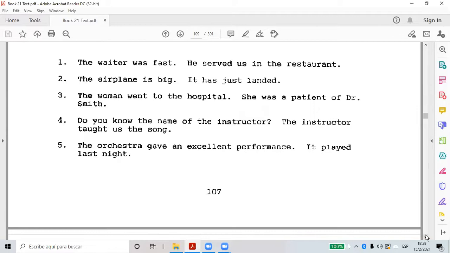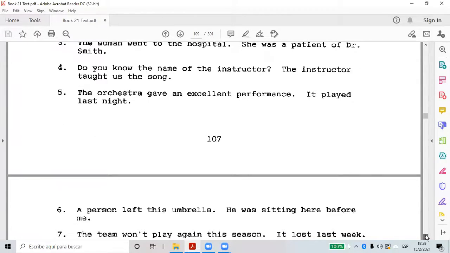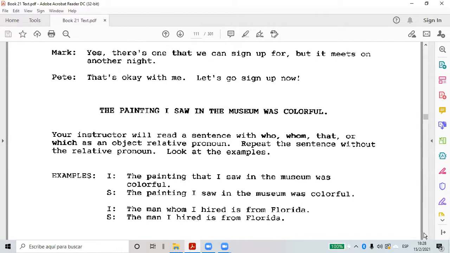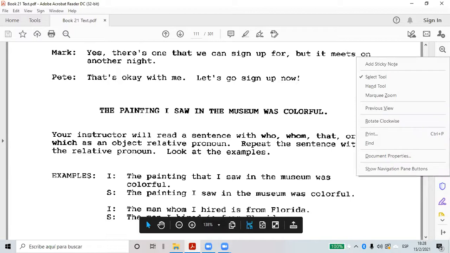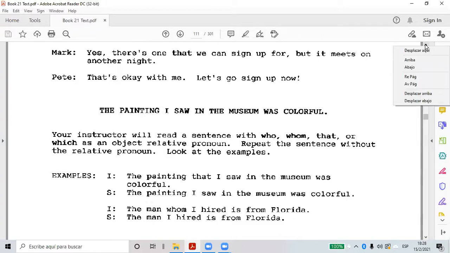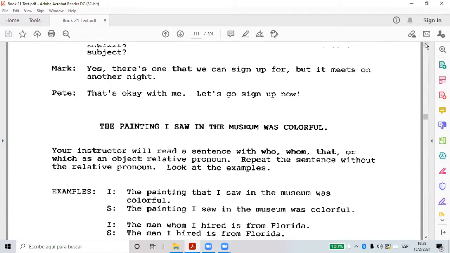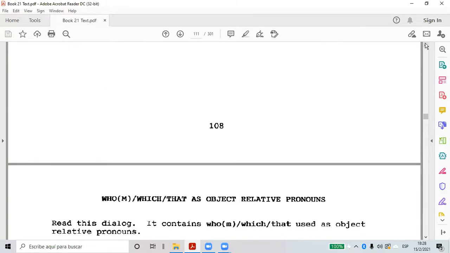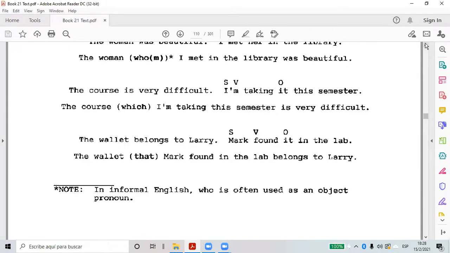Number 7. Francisco, please. Okay. The team won't play again this season. It lost last week. The team that lost last week won't play again this season. Okay, excellent. Thank you.